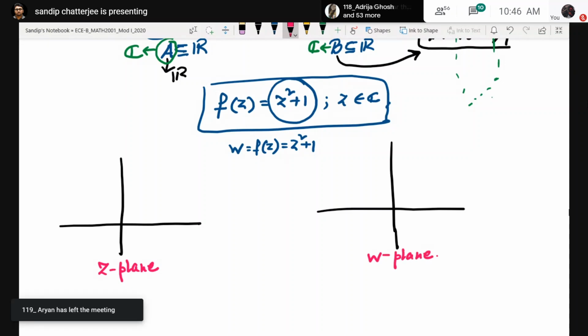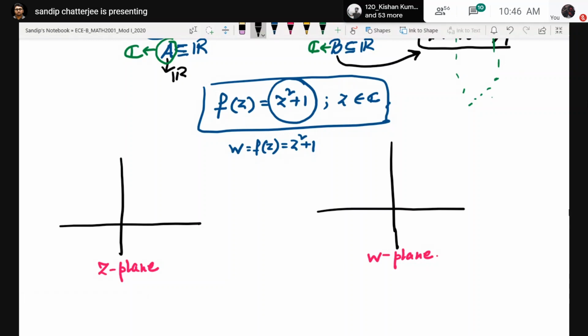Now, here the variable is z. Whatever value of z you plug into this function, that z can be represented as r e to the power i theta for some r and some theta, because you can represent every complex number in its polar form. So that z, whatever you are plugging in, will lie somewhere on this particular circle of radius r.